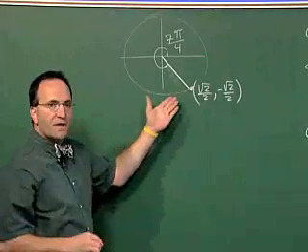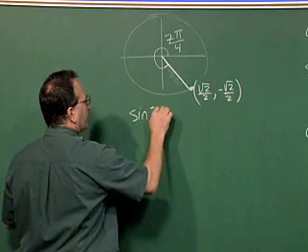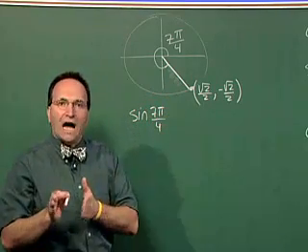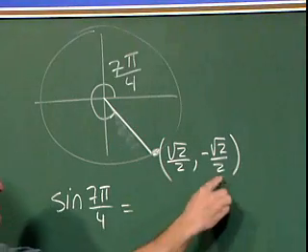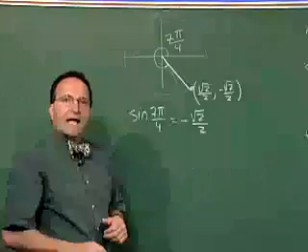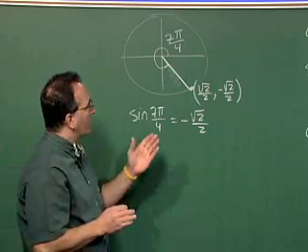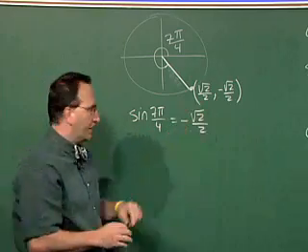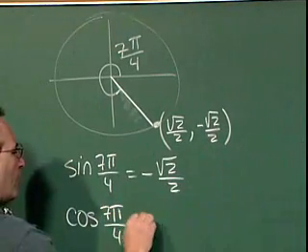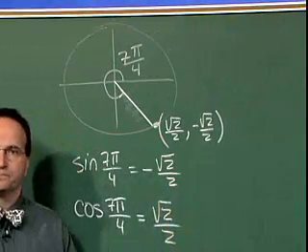And so now, if I want the sine of 7 pi over 4, then what I'm looking for is the y value. And the y value is negative square root of 2 over 2. If I want to find the cosine of 7 pi over 4, then what I'm looking for is the x value. So cosine 7 pi over 4 equals the square root of 2 over 2.